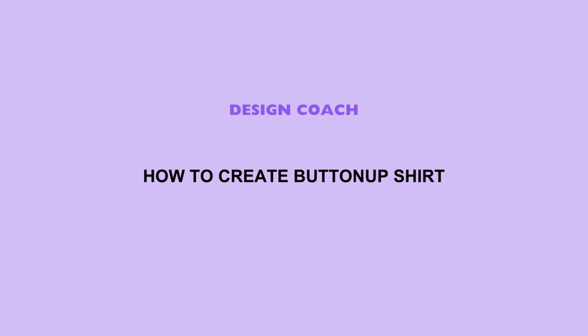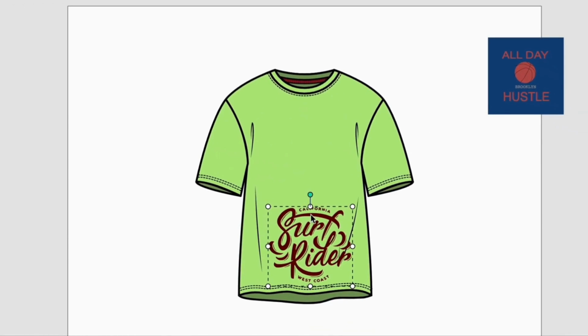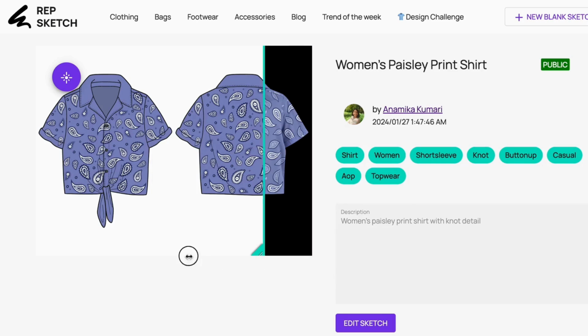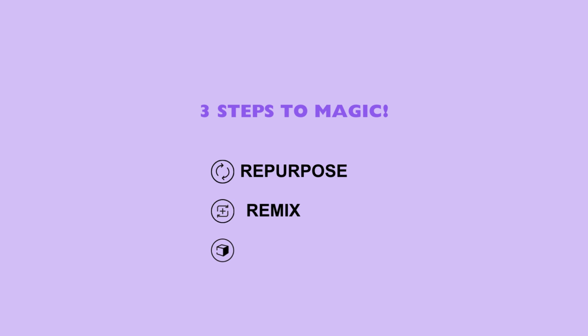In this video, I'll show you how to create a button-up shirt using our awesome online tool, Repsketch. Repsketch is a free online software for designing, customizing, and transforming product ideas into captivating 3D designs. On the platform, this design process is broken down into 3 simple steps: repurpose, remix, and render.